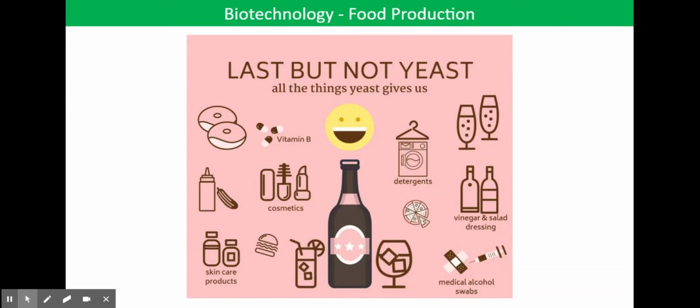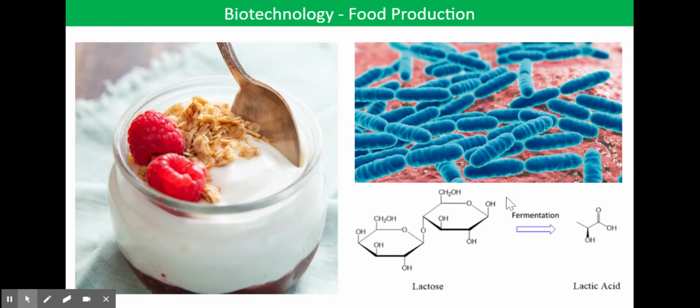This video tutorial is all about the use of biotechnology to make food. Microorganisms have been used for many years, and many traditional foods are made with the help of microbes. For example, yogurt. Yogurt is milk that has undergone fermentation by either lactobacillus bacteria or streptococcus bacteria.